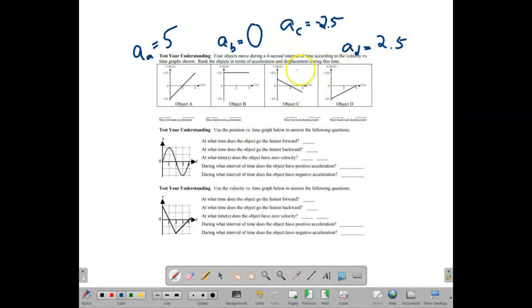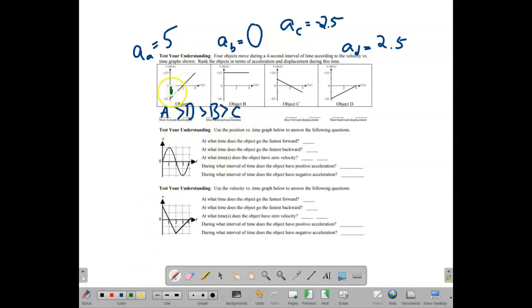So now we can look at our magnitudes. The biggest one is 5, so A. The next biggest one is greater than D, which is 2.5. The next biggest one is going to be B, because 0 is bigger than negative 2.5. And then finally C.